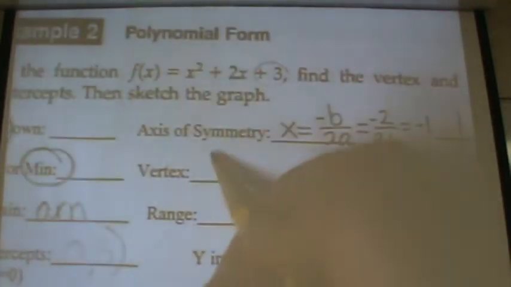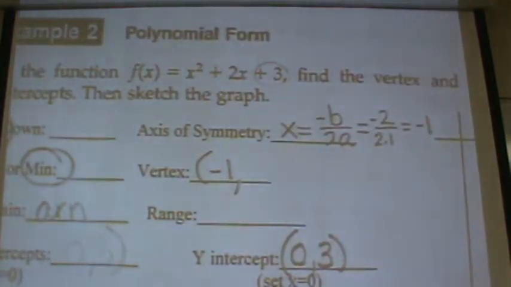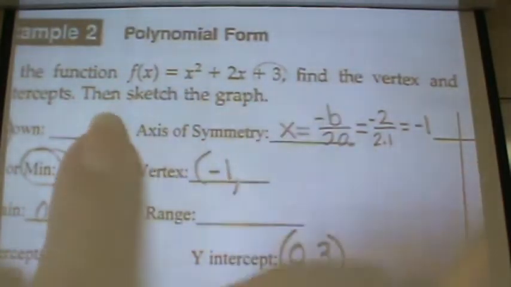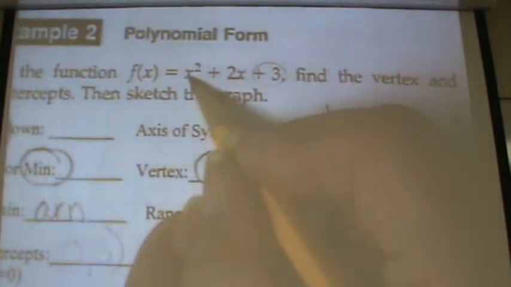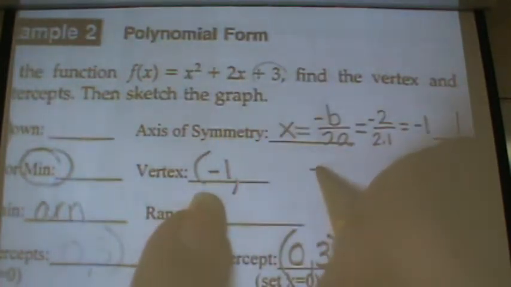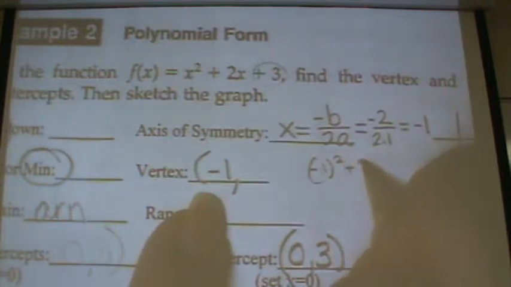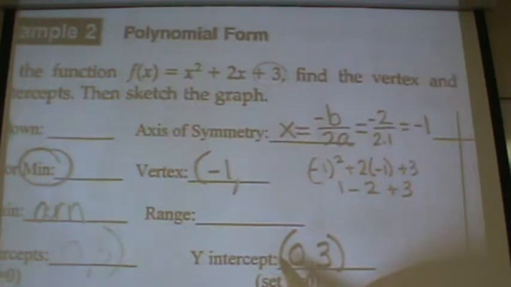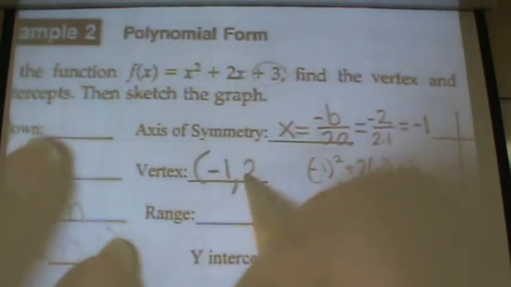Now, what important point lies on that axis of symmetry? The vertex. How will you find it? You're going to plug negative 1 in here and solve for y. So if we put a negative 1 in here, what is negative 1 squared, plus 2 times negative 1, plus 3? What do you get? 1 minus 2 plus 3 is? Anyone? 2. So your vertex is the ordered pair negative 1, 2.